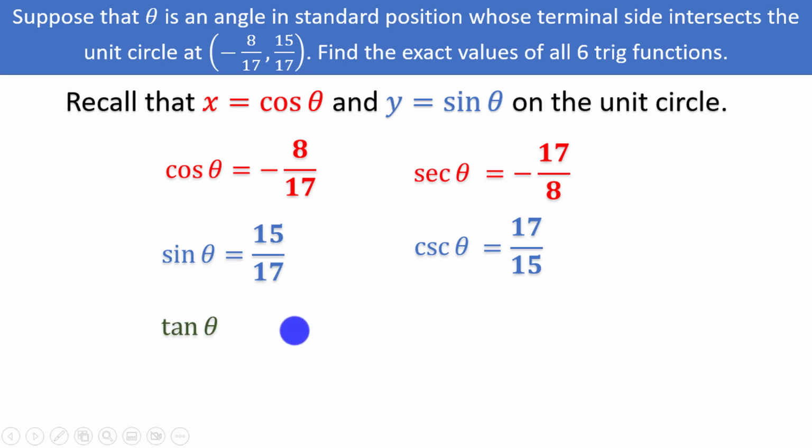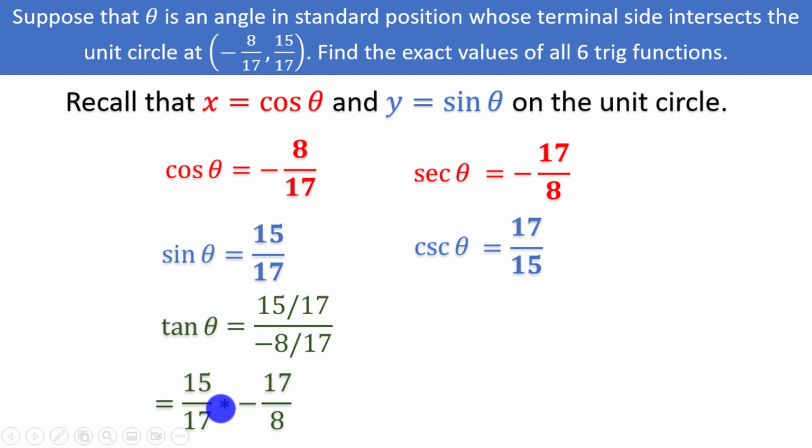Tangent of theta is just sine over cosine. So we can take our value for sine, which is 15/17, and divide by our value for cosine, which is -8/17. If we reciprocate the denominator and multiply, we will have 15/17 multiplied by -17/8. These 17s will cancel, and we will be left with -15/8. Tangent of theta is equal to -15/8. Cotangent of theta is the reciprocal of tangent, which means that cotangent of theta will be -8/15.